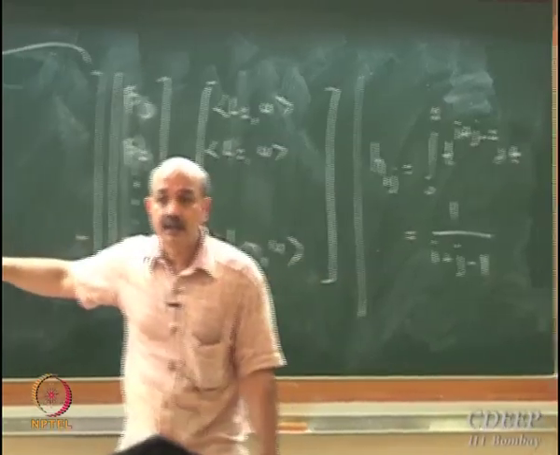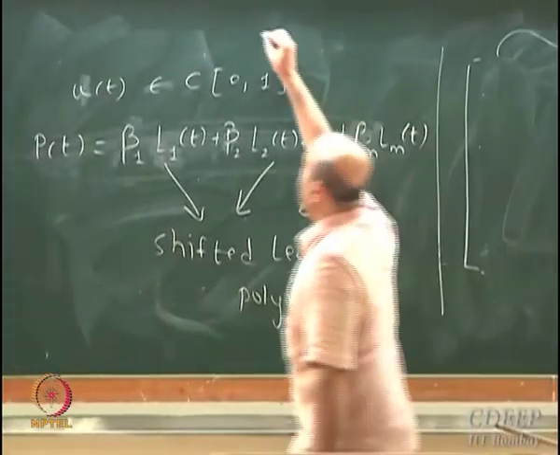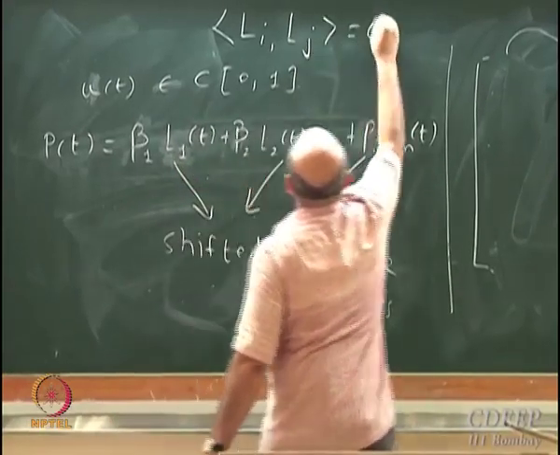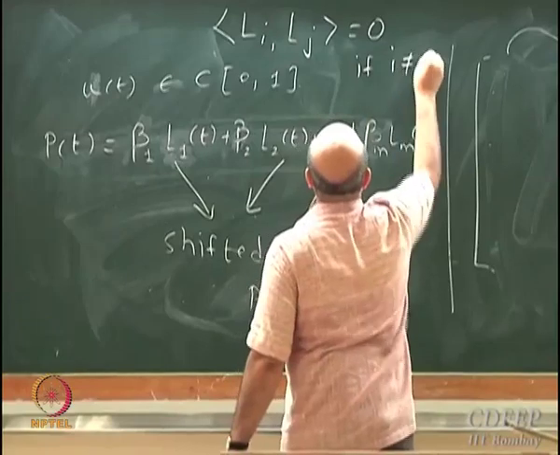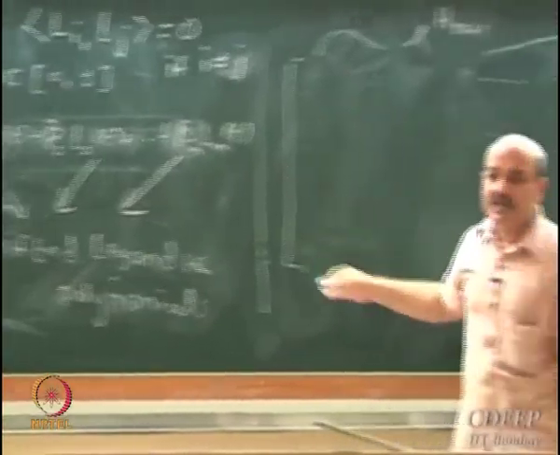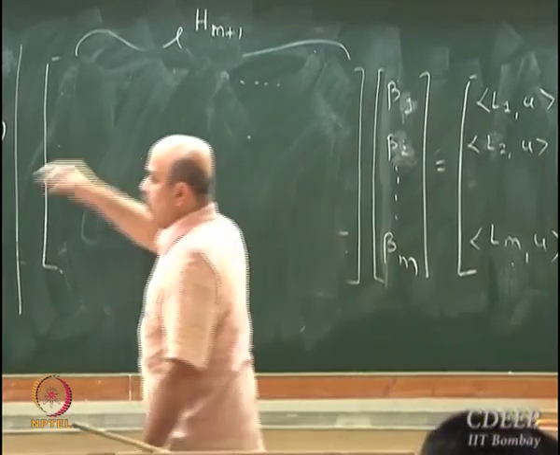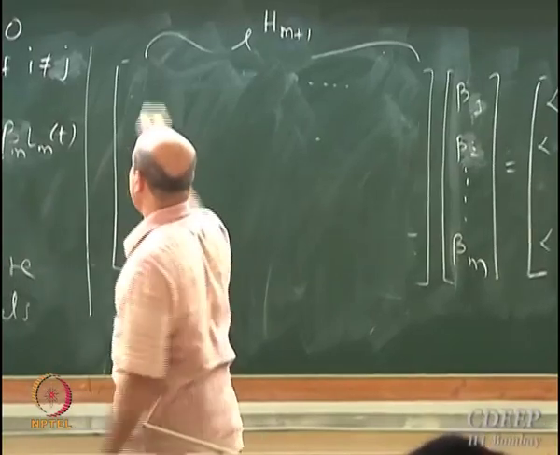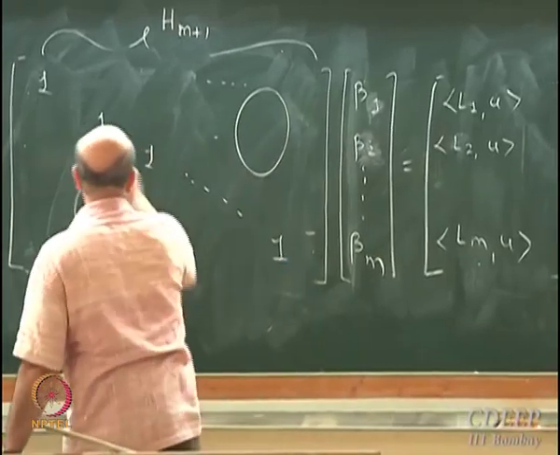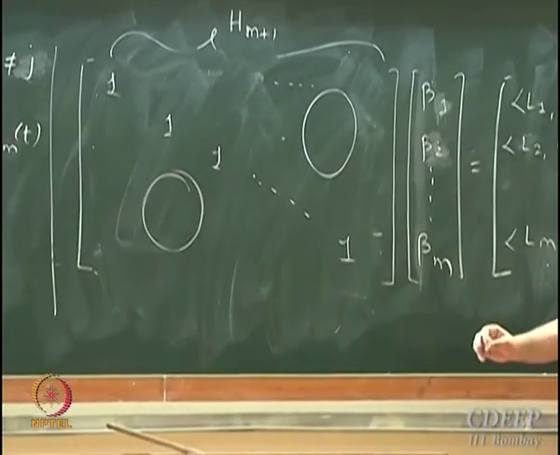Now what about this matrix? What we know is that for shifted Legendre polynomials, the inner product of Li and Lj is equal to 0 if i is not equal to j. What will happen to the off diagonal elements? 0. What will be the diagonal elements? If I take orthonormal, 1. This will be just 1 1 1 1. This will be a 0 here, this will be a 0 here. Right? I don't have a problem.